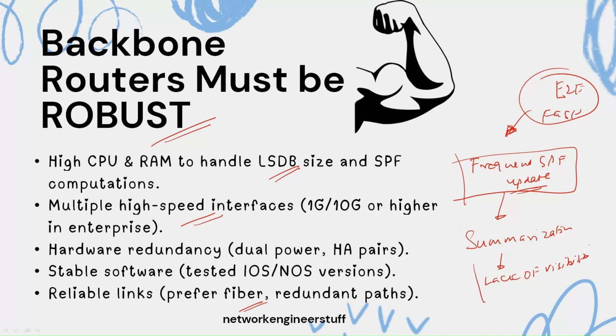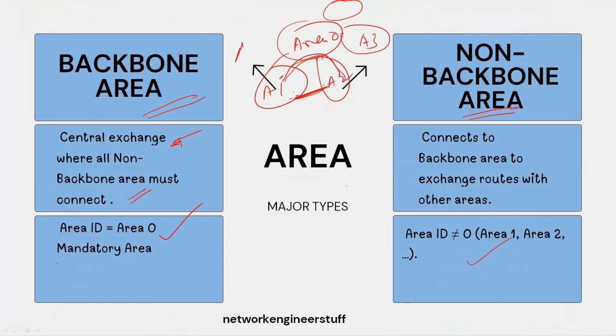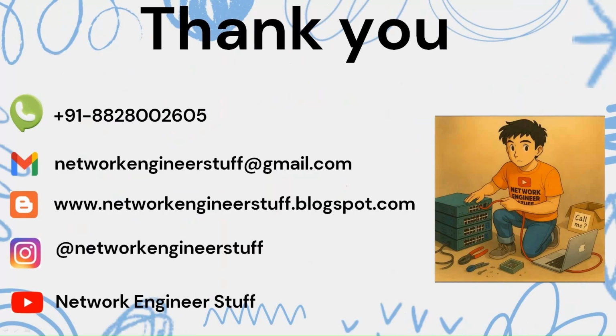So a solution to solve all these issues is creating areas in the OSPF domain. So we saw the characteristics of areas: a huge network we divide into areas. Within an area, we don't do summarization. Summarization is always done on the ABR. So these are the 3 golden rules you can remember for areas in OSPF. So guys, that's it. This was a bit lengthier video than my usual videos, but yes, this concept is also a very important concept. Whoever is studying OSPF should be aware of this concept.